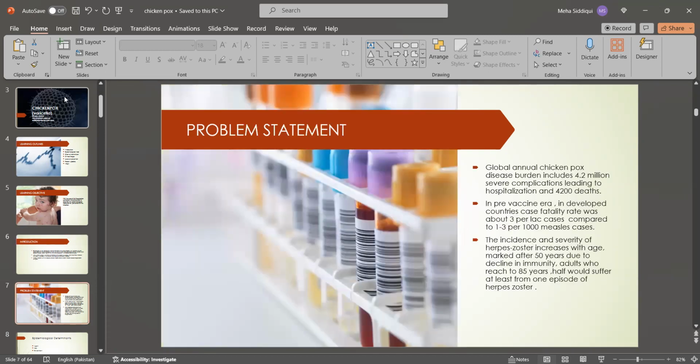Problem statement. Global annual chickenpox disease burden includes 4.2 million severe complications leading to hospitalization and 4,200 deaths. In the pre-vaccine era, in developed countries, case fatality rate was about 3 per lakh cases compared to 1 to 3 per thousand measles cases. The incidence and severity of herpes zoster increases with age, marked after 50 years due to decline in immunity. Adults who reach 85 years would suffer at least one episode of herpes zoster.